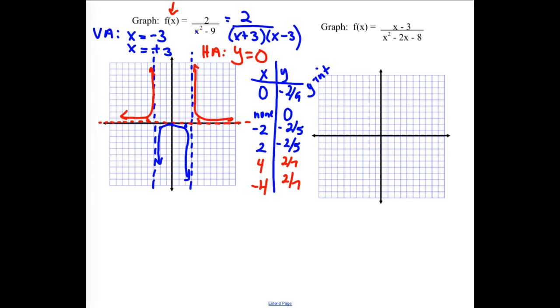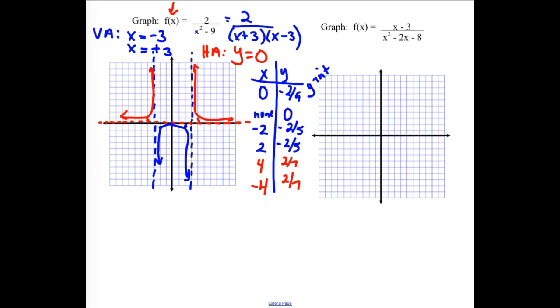Now, if this was a test question, I would expect to see all the work that I've just shown. What are the vertical asymptotes? What are the holes if there are any? What are the horizontal asymptote? X and Y intercepts and extra points used to graph it. Okay?